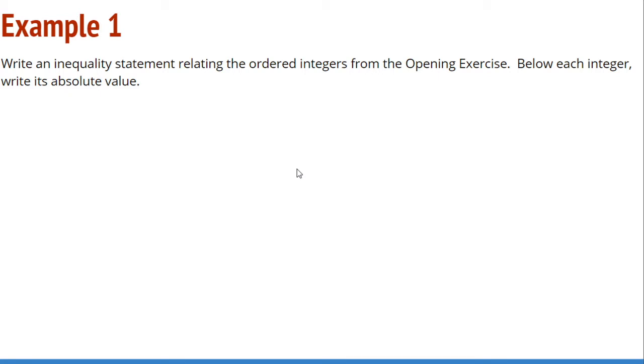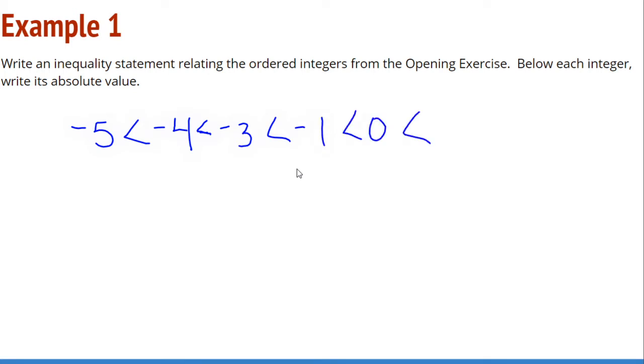If you created your cards, you can now put your cards in order using an inequality statement. And below each integer, you would write its absolute value. So for example, and I will just do a very simple one here, I have -5 is less than -4, which is less than -3, which is less than -1, which is less than 0, which is less than 1, which is less than 2, which is less than 3. So I have my 4 negative integers, I've got my 3 positive integers, and I have 0.